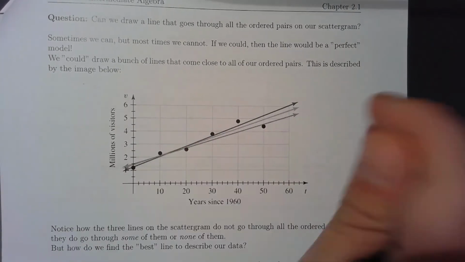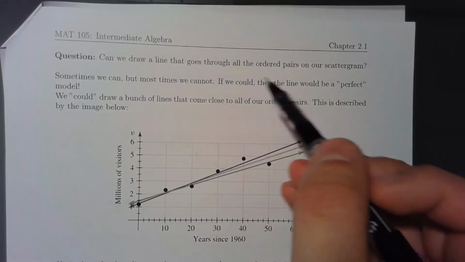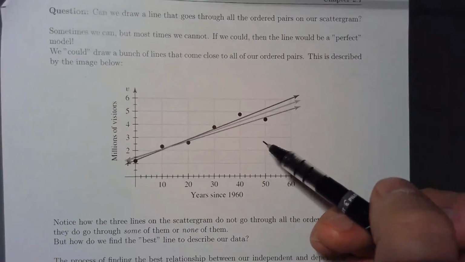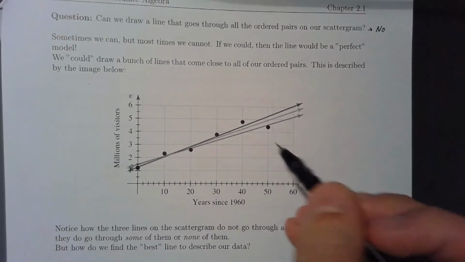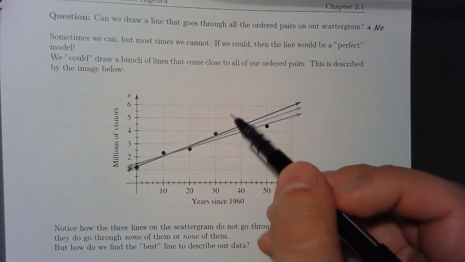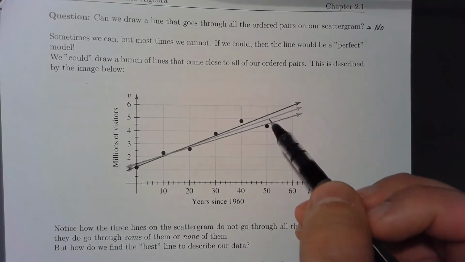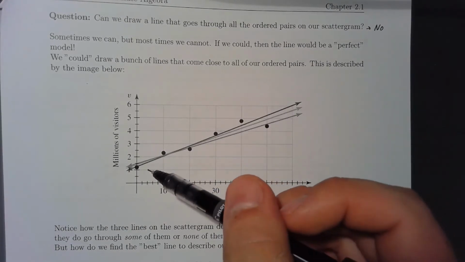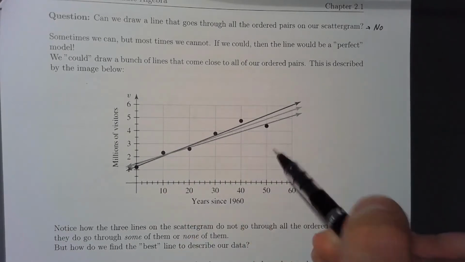Here's a question I want to ask. Can we draw a line that goes through all the ordered pairs on our scattergram? The answer is no, we can't. It should be pretty obvious, right? All these dots are all over the place. In order to draw a line that goes through all of them, they would have to be on a straight line. But these dots cannot form a straight line. It'd be zigzag. We can't do that.